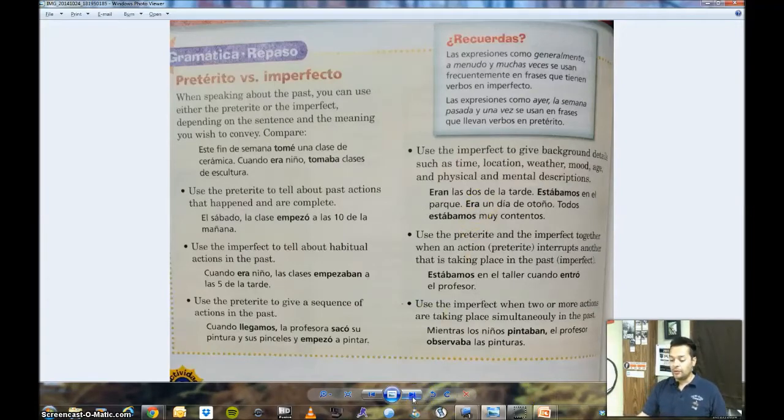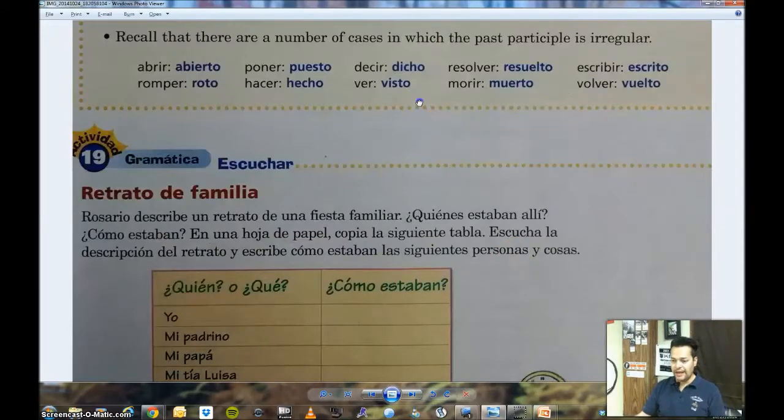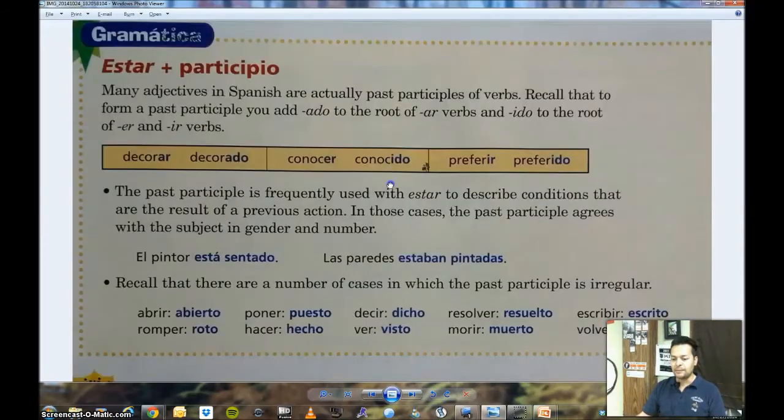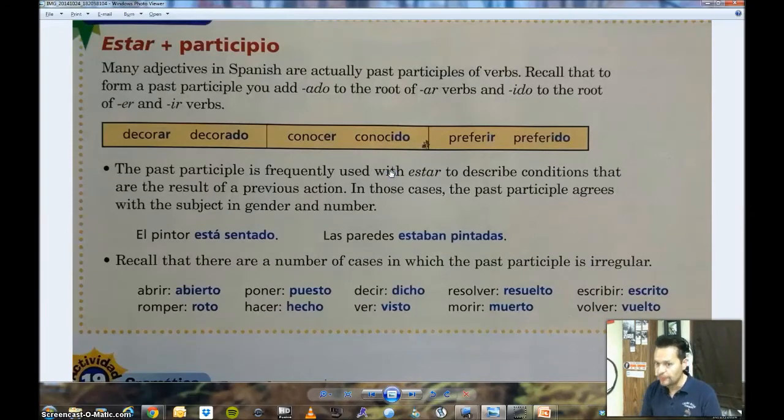All right. Okay, the next lesson that we have here is something called estar plus participio. And what that means is estar plus participle. You're talking about actions that are probably completed or conditions that have existed already. All right. Many adjectives in Spanish are actually past participles of verbs. Now, don't let the title fool you. Once you get the formula down, once I explain to you how to formulate the estar plus participle formula, then you'll pick up on it really easy, and it'll be easier than it sounds right now.